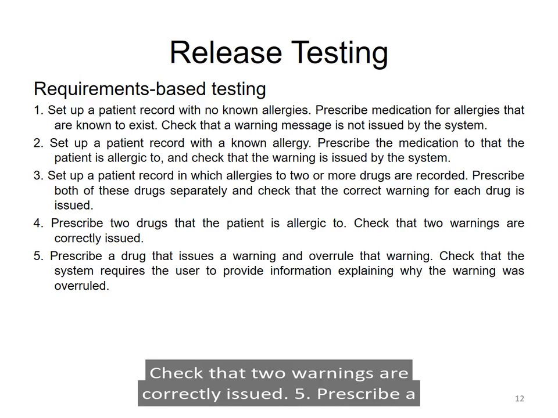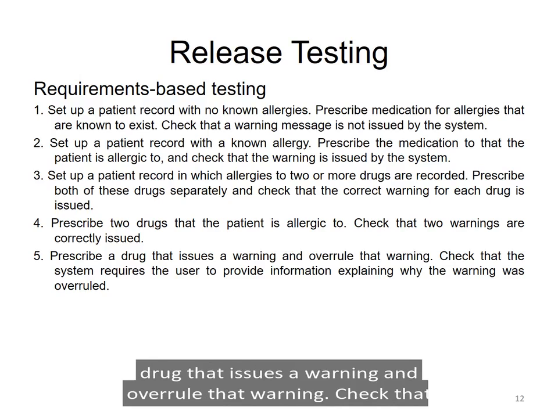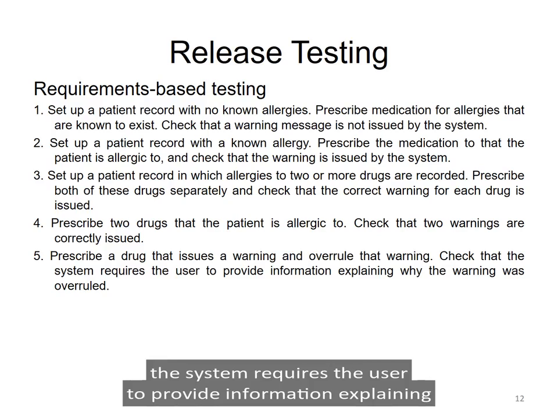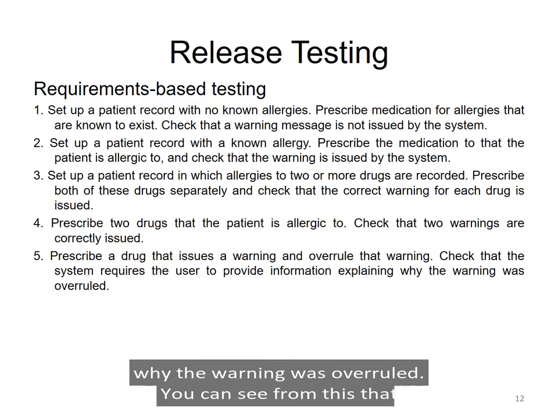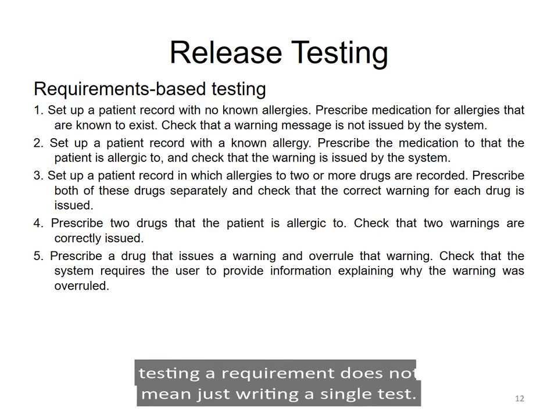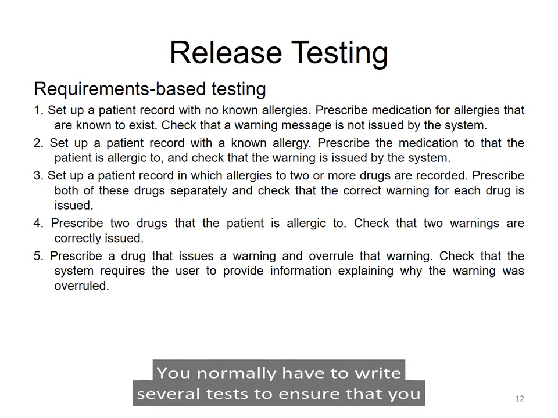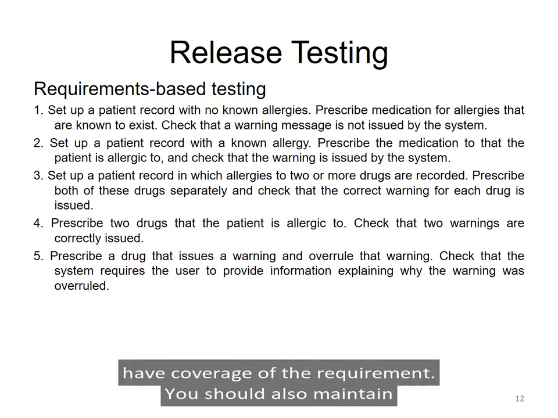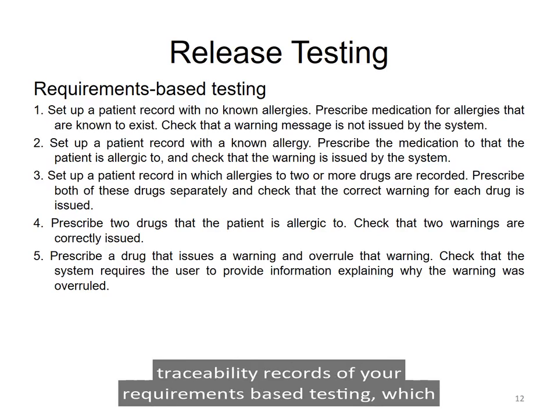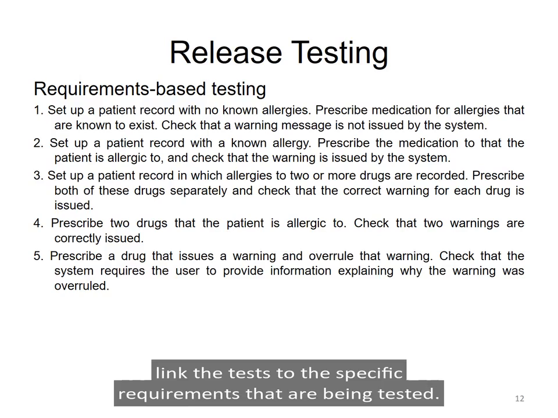Number 5. Prescribe a drug that issues a warning and overrule the warning. Check that the system requires the user to provide information explaining why the warning was overruled. You can see from this that testing a requirement does not mean just writing a single test. You normally have to write several tests to ensure that you have coverage of the requirement. You should also maintain traceability records of your requirements-based testing, which link the tests to the specific requirements that are being tested.